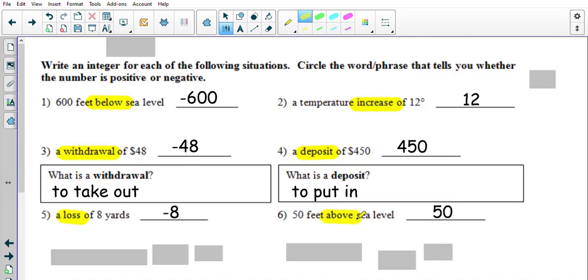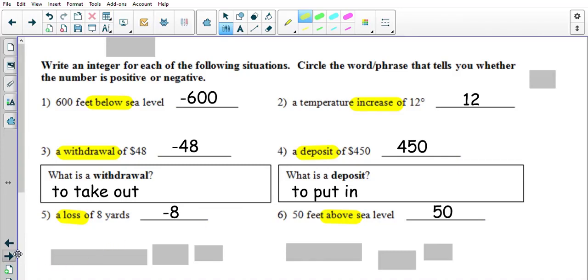There's nothing extremely difficult here. I mean, we know the words increase. We know the words below. We know the words above. Withdrawal and deposit, those are new words, though, and I want you to be familiar with them. I know in the past, I've had students kind of struggle through problems that use those words because they don't know what they mean. So even though it's a math class, we do still need to know the language as well.